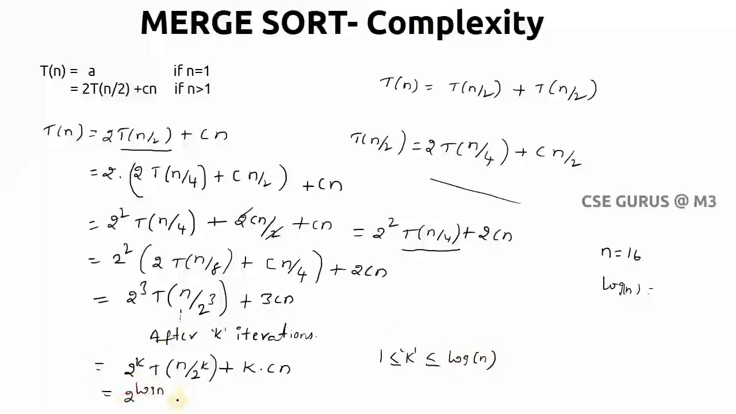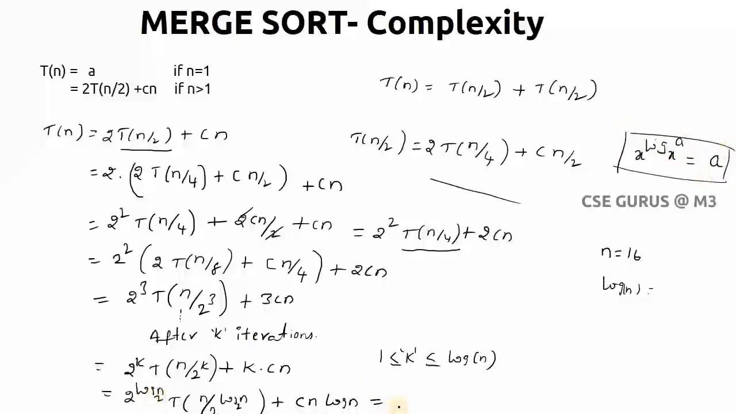So 2 power log n T of n by 2 power log n base 2, plus, of course I'll write Cn first, then log n, since the k value is log n here. Now it becomes 2 power log n base 2. We have one concept, x power log a base x. If both are the same, I can directly write it as a. This is one formula we have. So this will become n directly into T of n by n, plus c into n log n.